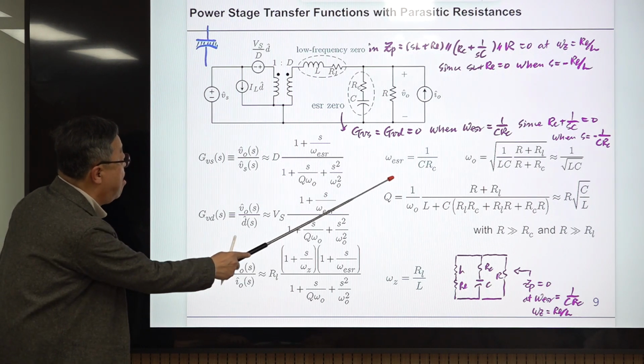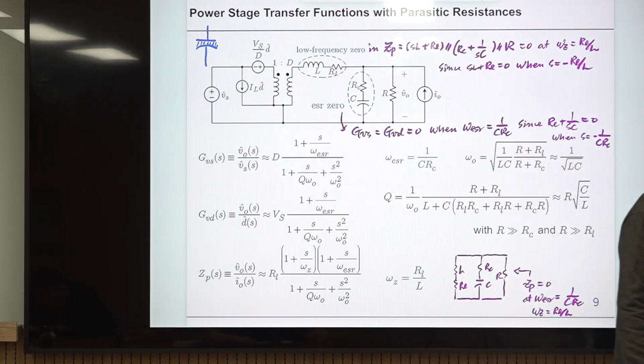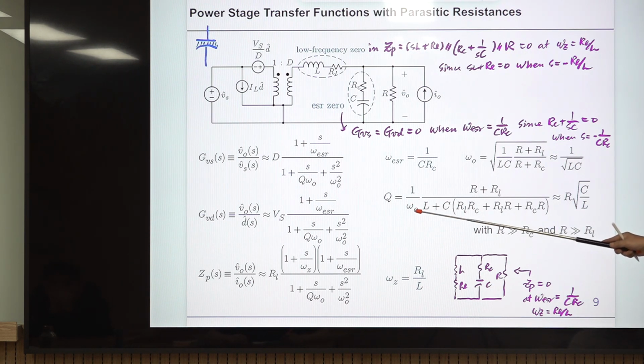And this omega ESR and this omega naught, okay? It's called the naught. Naught means void, empty, zero, something like that. So omega naught is given by this exact expression, but this RL and RC are parasitic components, very small, so ignore them and cancel them. This is an approximation, but a very good approximation, because this one is maybe 100 times smaller than this. And this Q is given by this, and this omega naught is here.